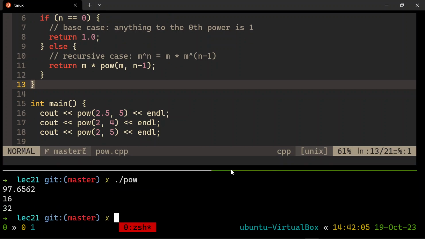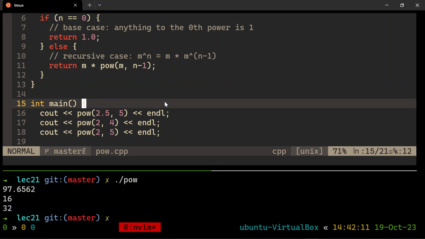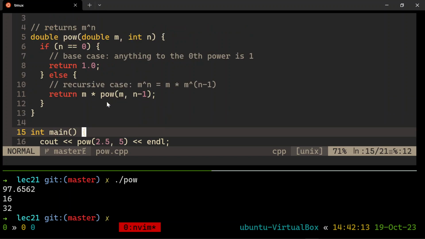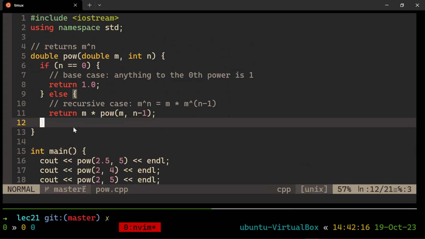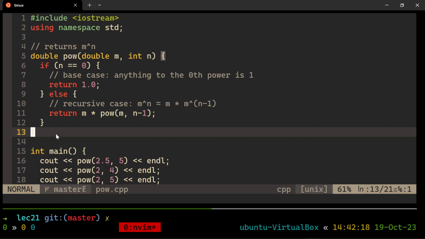And so apparently these are the answers. At least 2 to the 4: 2, 4, 8, 16, yes. 32 is one more, so I assume that this one's correct too. All right? So that is our power computation program. Recursive. Any questions about that?